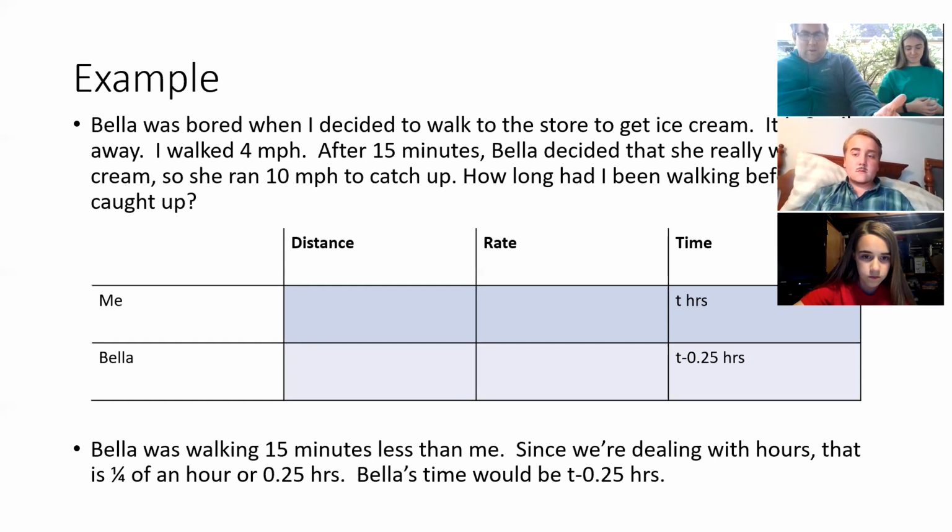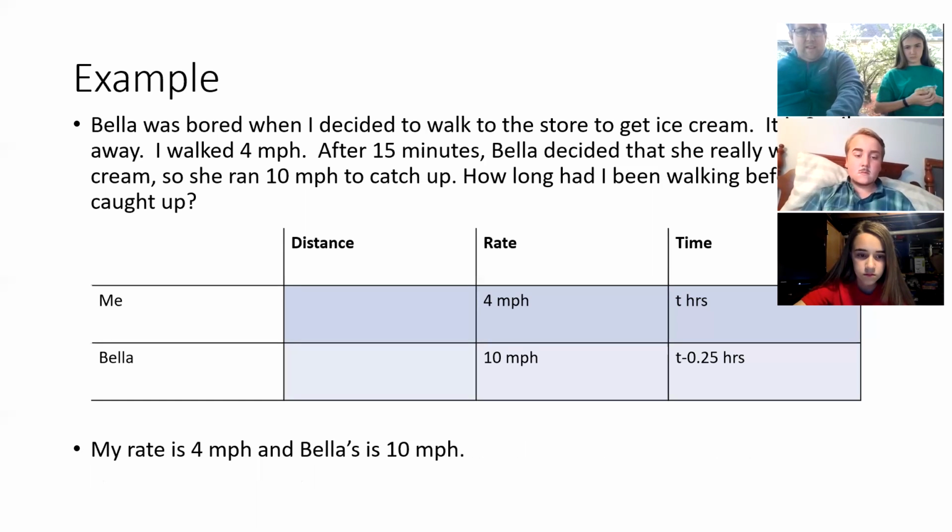True. So her time would be T minus 0.25 hours because she is running 1/4 of an hour less than me. Does that make sense? This is the hardest part of these whole tables, is getting the variable part set up. Okay. The next thing is we figure out the rates. Those are both given. My rate is 4 miles an hour and Bella's is 10 miles an hour.